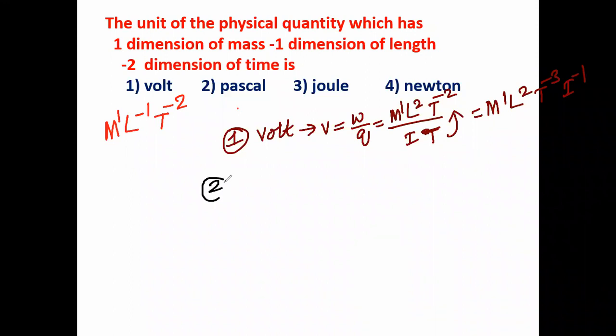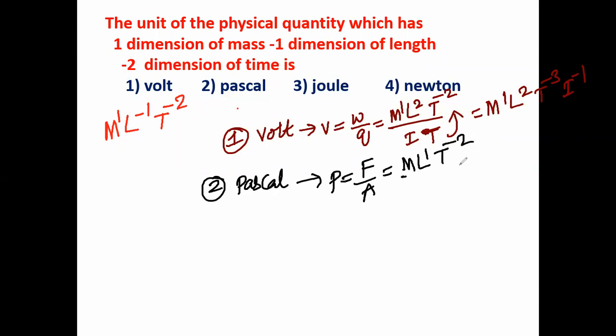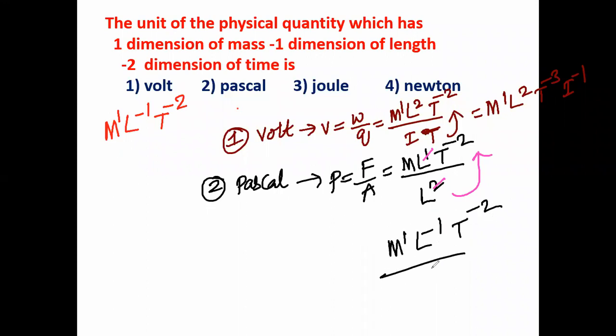Second one is Pascal. Pascal is the unit of pressure. Pressure is equal to force per unit area. Force is M^1 L^1 T^-2 divided by area L square. One L gets cancelled. This L, if it comes to the numerator, will give M^1 L^-1 T^-2. So this is correct. Means Pascal is the correct answer. Right?